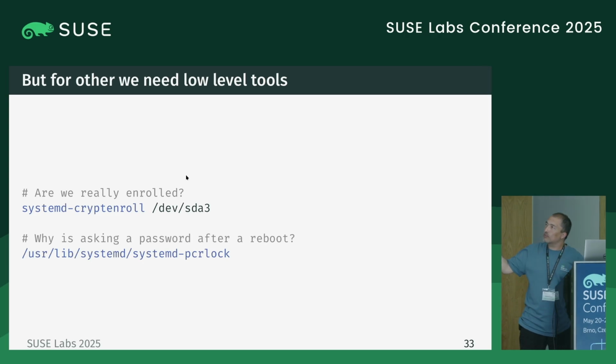But eventually, sometimes, and I think this is good because we want to fade out this tooling, you are required to use the low-level one, for example, to check if something has been enrolled or to understand at the boot the reason why the prediction fails.